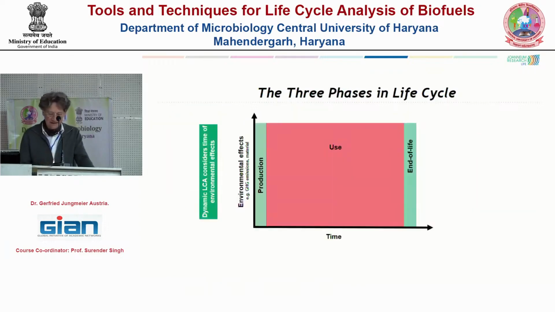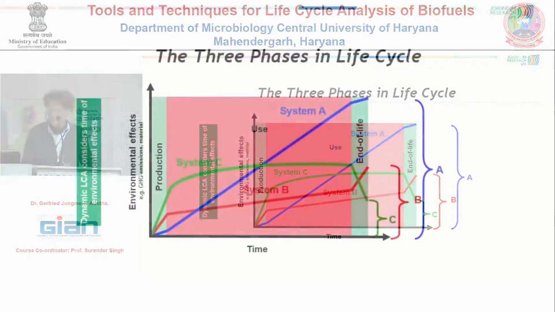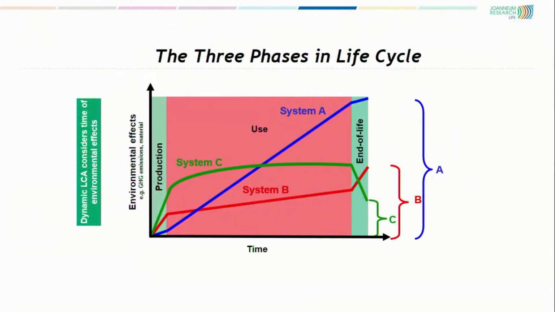And I show you this graph again. We have seen already for these two systems A and B. And this system C is currently the most relevant in our daily research at Joanneum Research, because this system C has high emissions maybe at the beginning, but during the lifetime, there's not very much additional accumulation because the line gets flat.